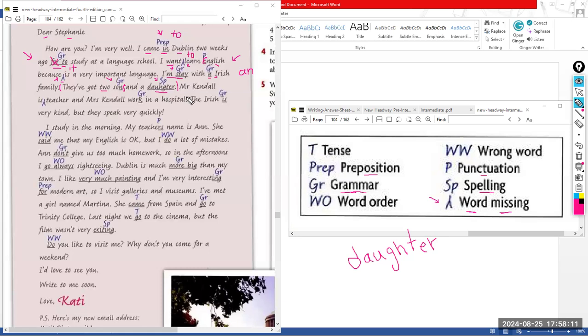Okay. Now, Mr. Kendall is teacher and Mrs. Kendall work in a hospital. So we notice that we have two mistakes in this sentence. We have a missing word, and here we have a grammatical mistake. Can you please correct them?